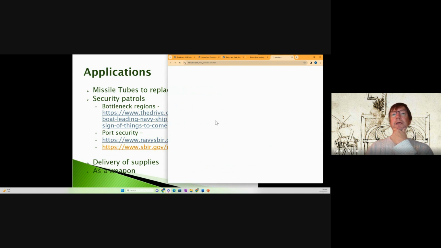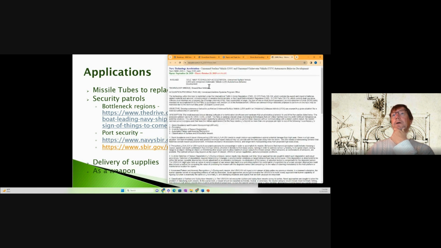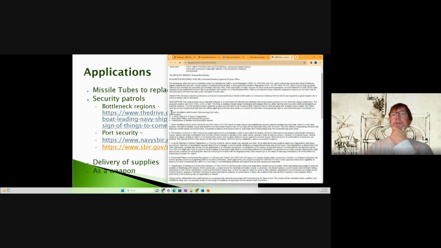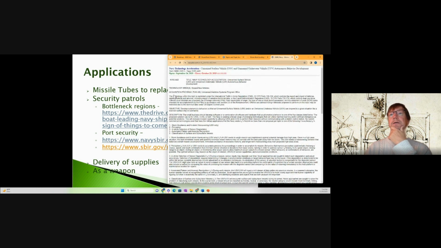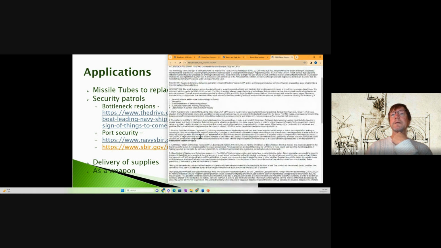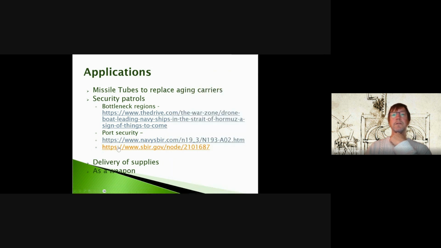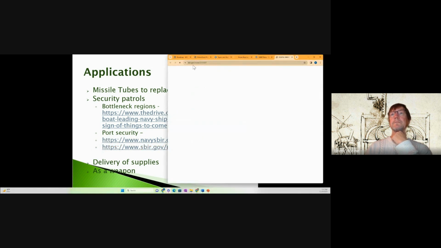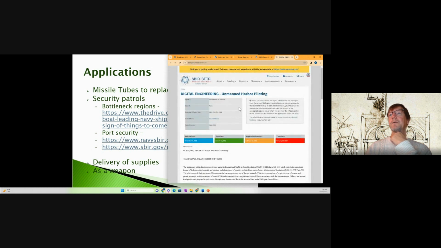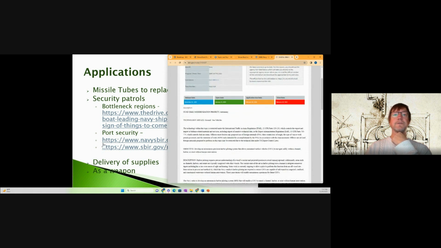Then we have port security. This is an older SBIR, wow, from 2019. And again, this was a solicitation, and it's designed for unmanned surface vehicle and underwater vehicle autonomous behavior development. So if you're interested, you can dive into these things. Here's another one that was unmanned harbor polyteam and stuff.